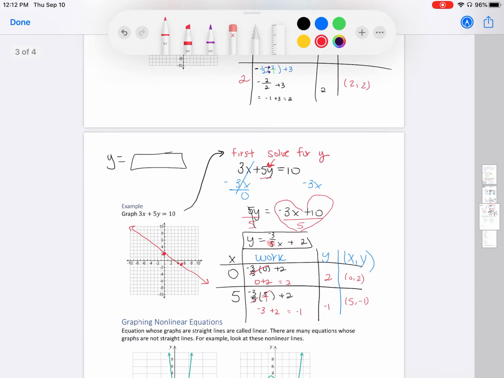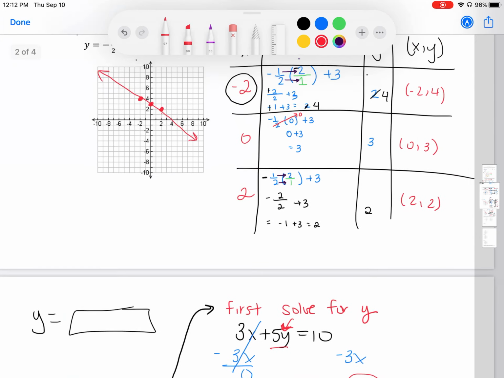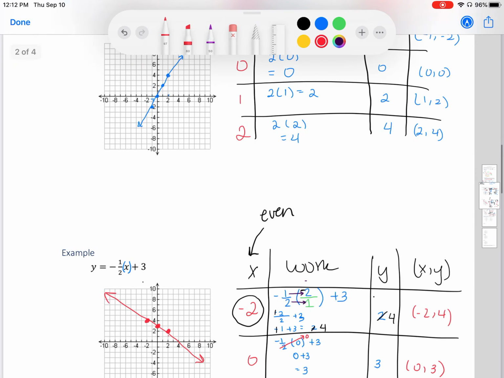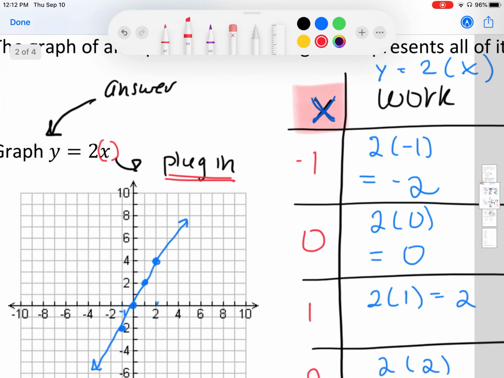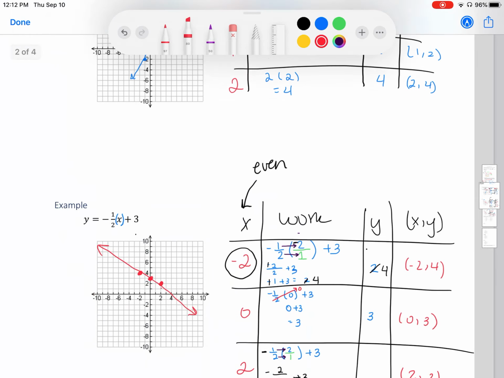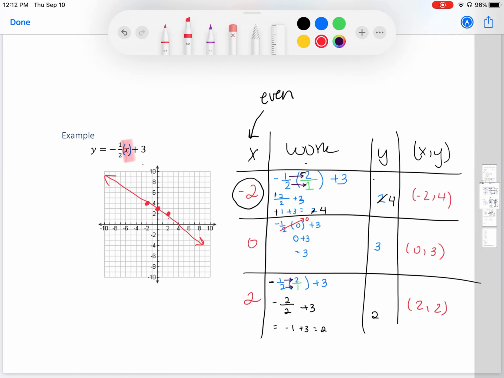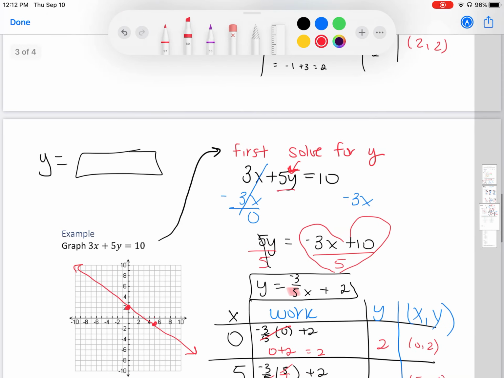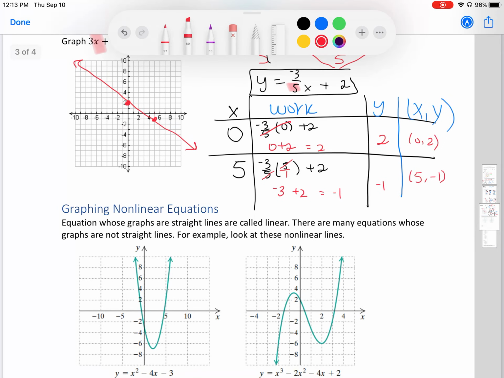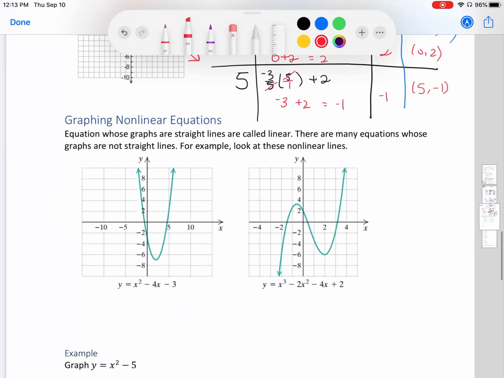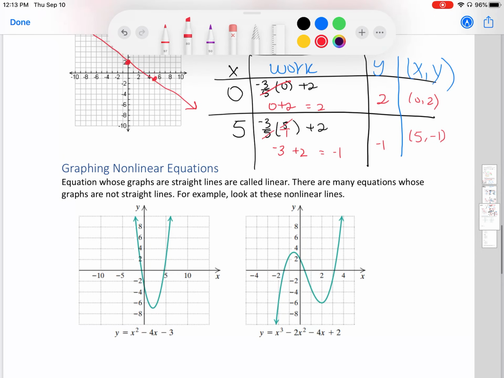Now, all of these equations we work with have been lines. And how do we know they're lines? Well, if you take a look at their x's, my x's are all to the first degree. We'll talk more about degrees, meaning they don't have an exponent. Well, they technically do: an exponent of 1. They have all been lines, but we also can have nonlinear equations.